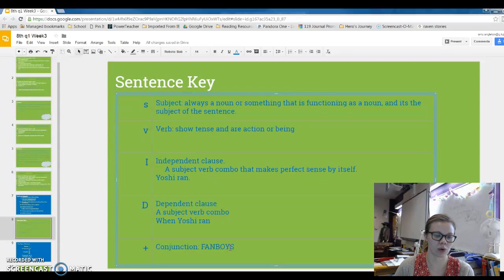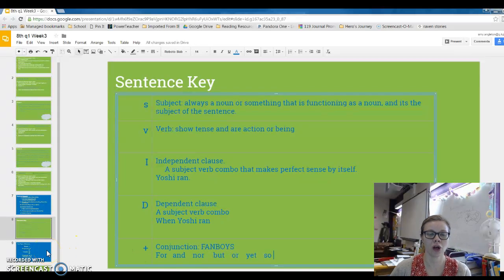So FANBOYS is just a way to remember the following: for, and, nor, but, or, yet. Those are the conjunctions that you can use to combine two clauses together. And, of course, is the most commonly used one, so it is probably the most incorrectly used one. Yet and for are rarely used, but you will learn how to use them better in the years to come.